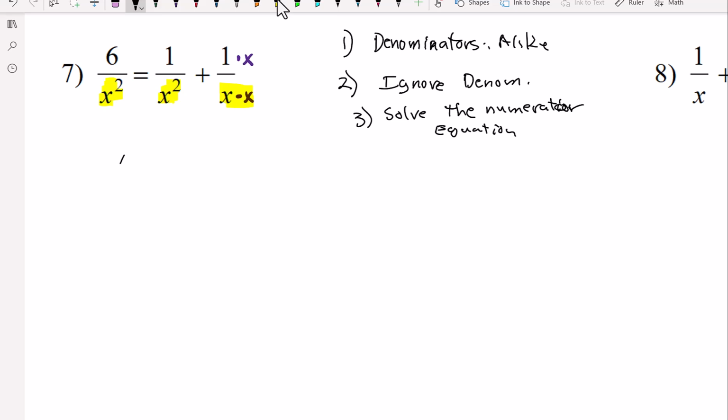Right? So we have 6 is equal to 1 plus 1x is x. So now we're just going to subtract 1. So 5 is equal to x.